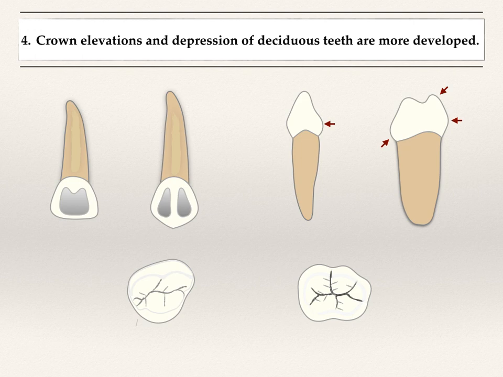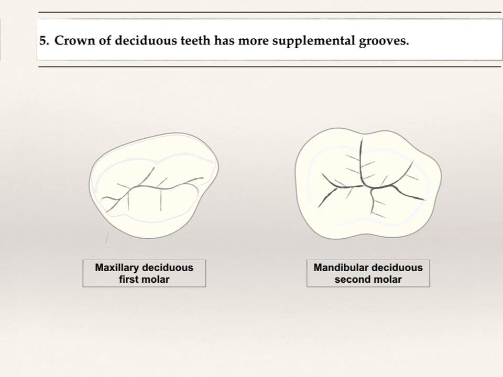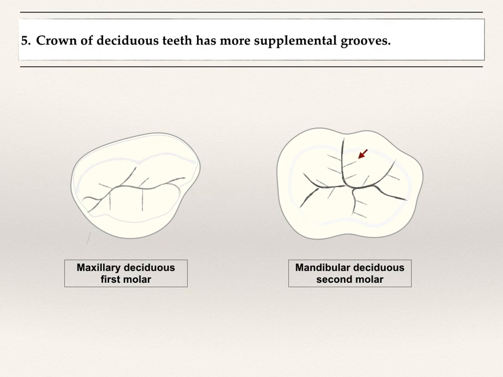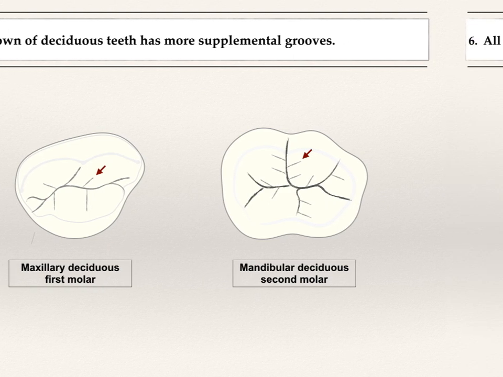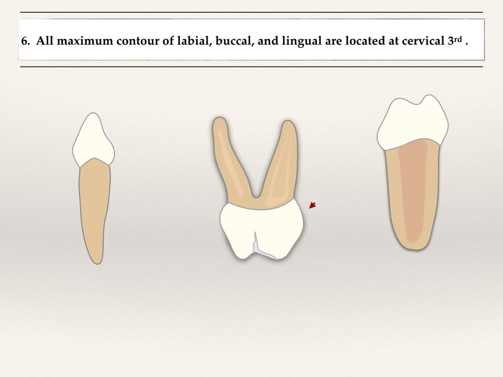Crown elevations and depressions of deciduous teeth are more developed. The red arrow denotes cusp, cervical ridge, cingulum, and lingual fossa. The crown of deciduous teeth has more supplemental grooves. The red arrow denotes the supplemental grooves. All maximum contours of the labial, buccal, and lingual aspects are located at the cervical third.